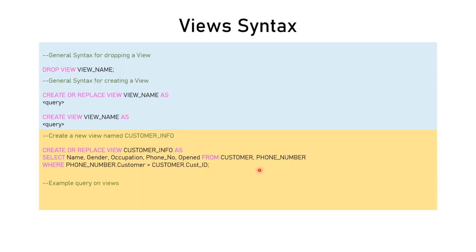So we can also perform queries on this view. So suppose we want to perform a query where we want to see the name and occupation from this view. We can simply do that as well. Now let's see what happens if we type these commands in our SQL console.